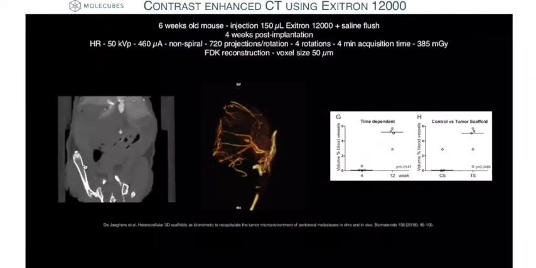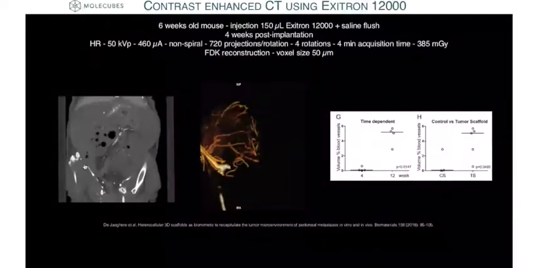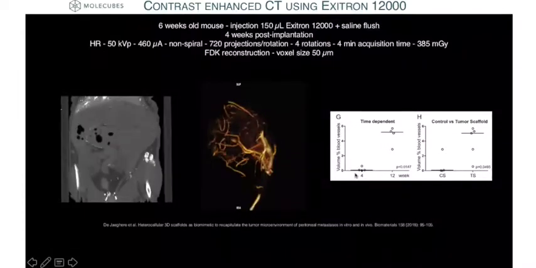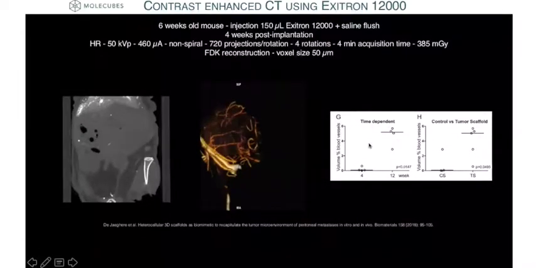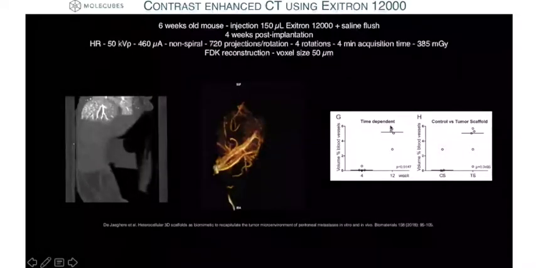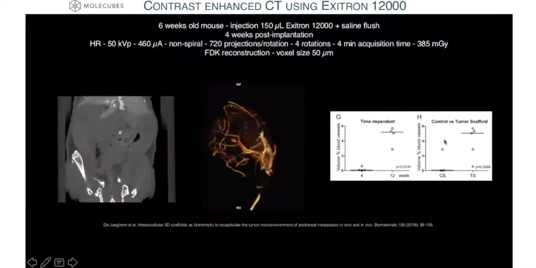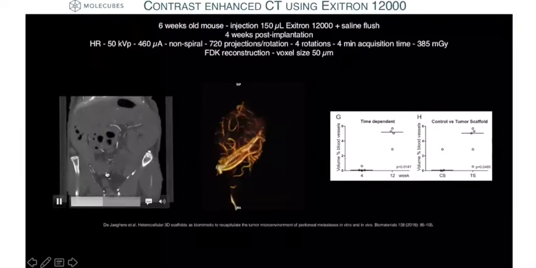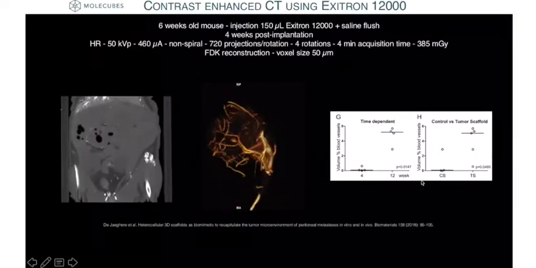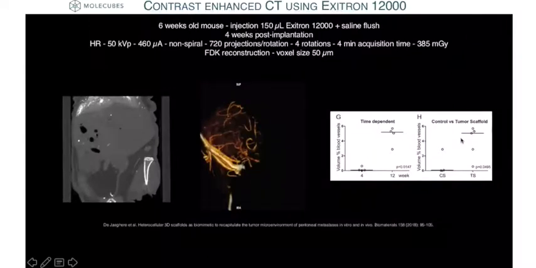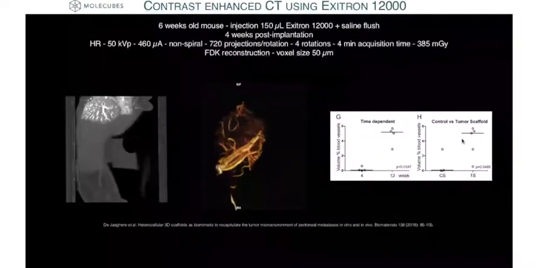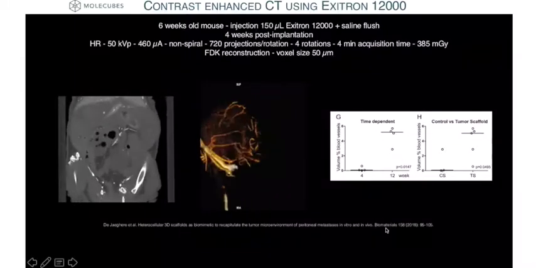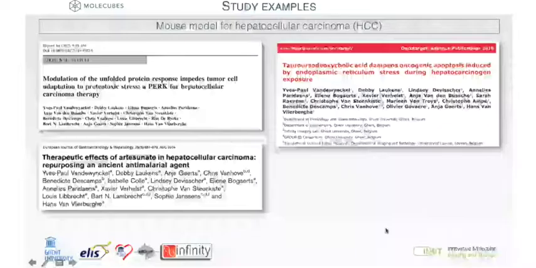Now, this contrast enhancement was also quantified based on thresholding on Hounsfield units. And then you see that there's no contrast enhancement after 4 weeks, but after 12 weeks, as you can see here on the images, you see clearly contrast enhancement. And if you compare the tumor scaffolds with the control scaffolds, which you see here, you also see a significant difference of contrast enhancement in case of the tumor scaffolds. And this was, in fact, recently published in Biomaterials.